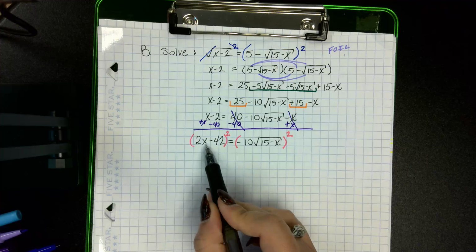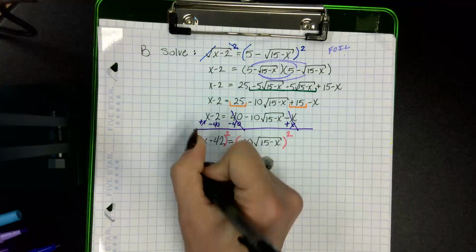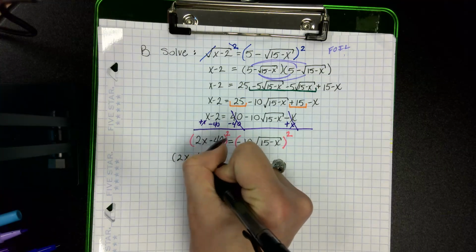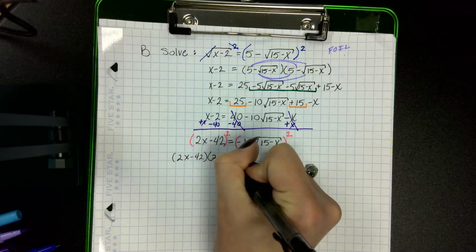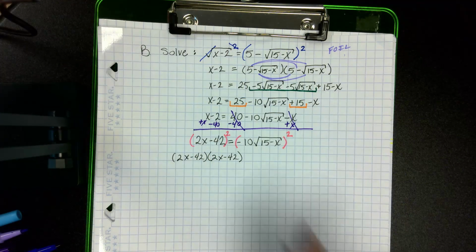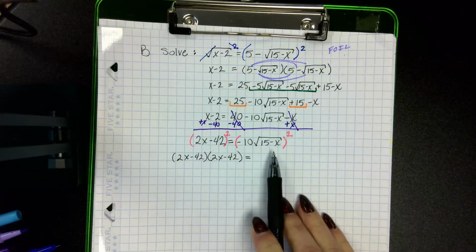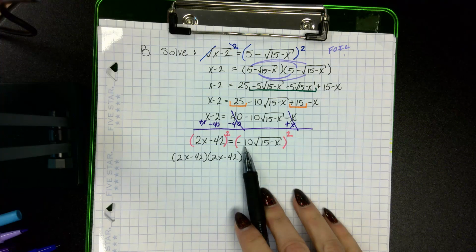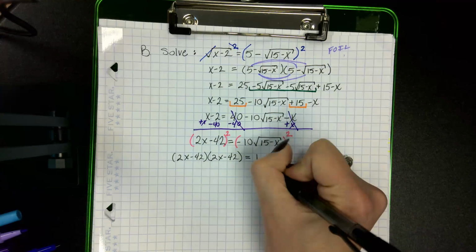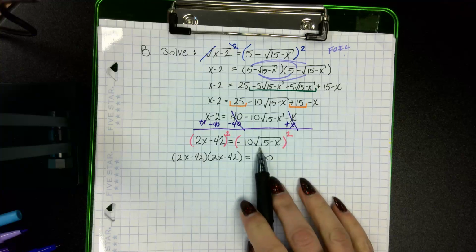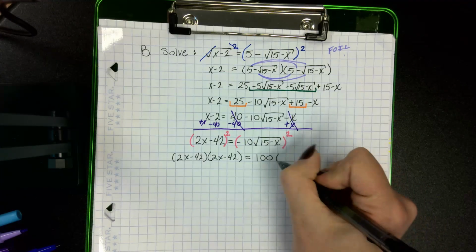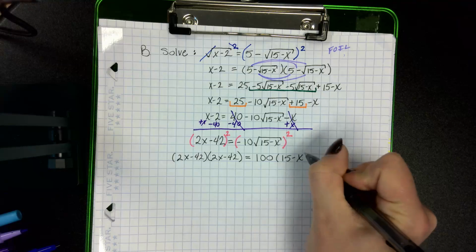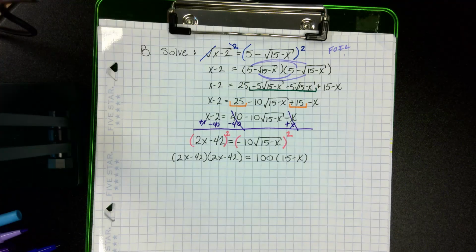Okay, so then on the left, I have parentheses times parentheses: 2x minus 42 times 2x minus 42. That equals, on the right-hand side, I need to square everything. So I have negative 10 times negative 10, which is positive 100. And I have the square root squared, so that's just going to give me 15 minus x, and I'm going to put it in parentheses, because when I eliminated the radical, I turned it into parentheses, because the other stuff is still grouped together.